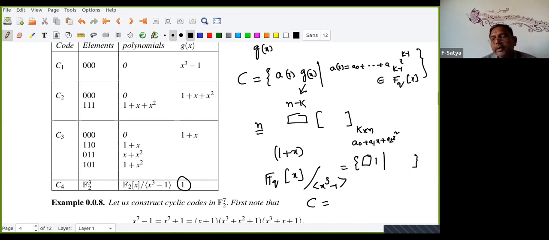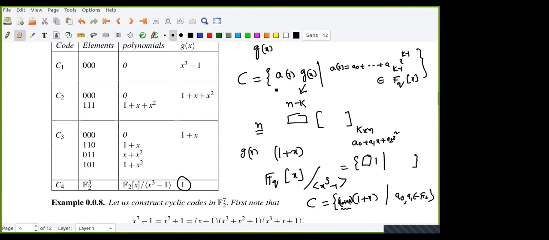I am coming back to that. Now, when g(x) equals 1 plus x, I am explaining here. Now I am not collecting all quadratic polynomials. I am collecting quadratic polynomials which are divisible by 1 plus x. That means I put 1 plus x here and multiply with a naught plus a1 x, such that a naught, a1 belong to F2. Now what are the polynomials I can multiply to 1 plus x, right?